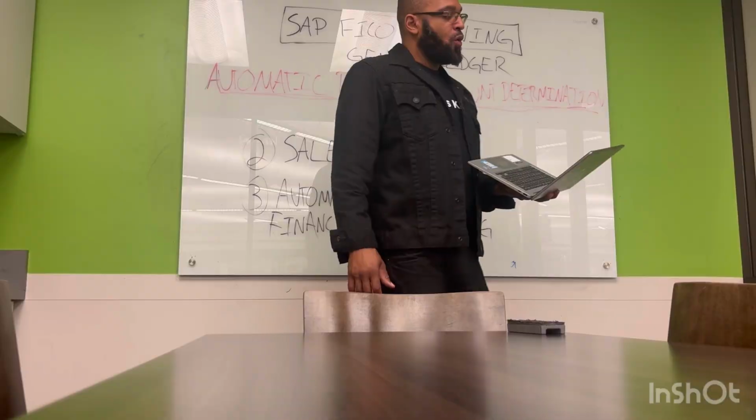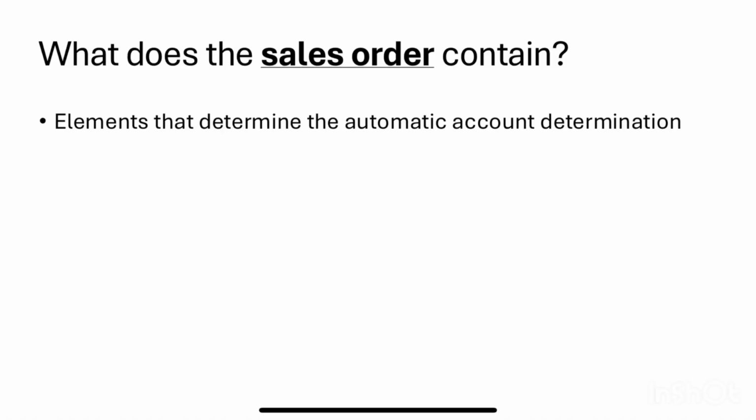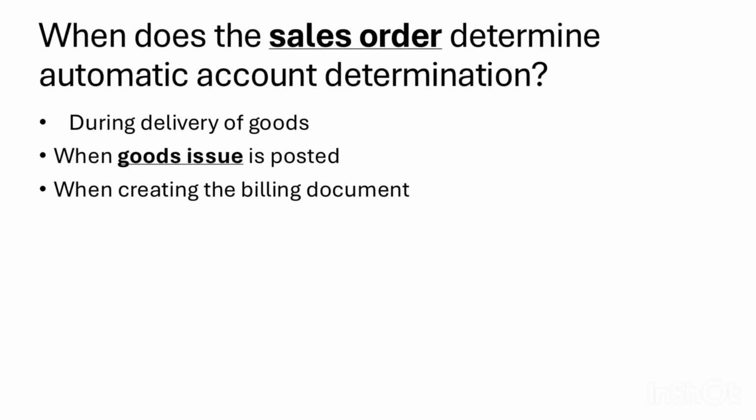Question. What does the sales order contain? Elements that determine the automatic account determination. When does the sales order determine automatic account determination? During the delivery of goods, when goods issue is posted, when creating the billing document.